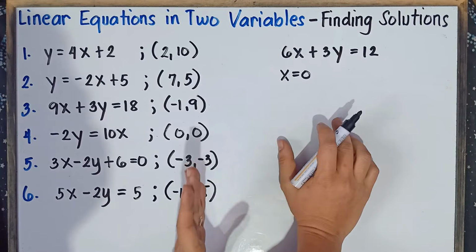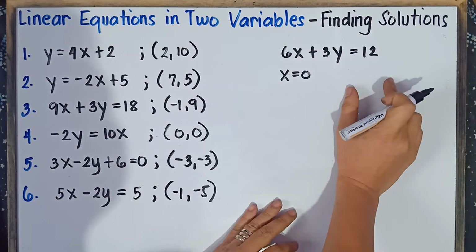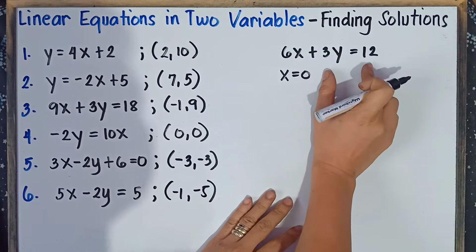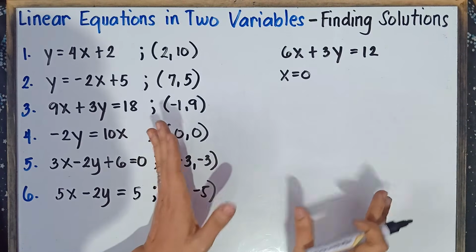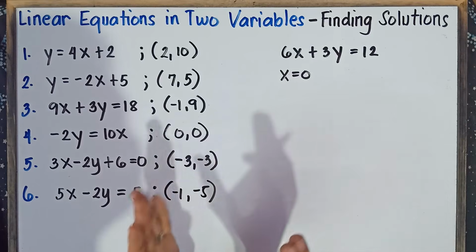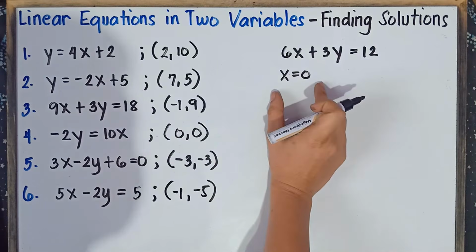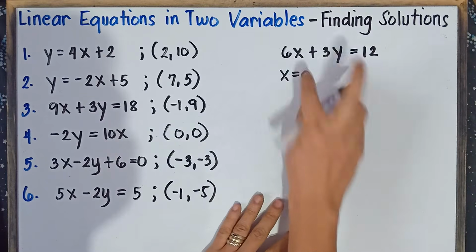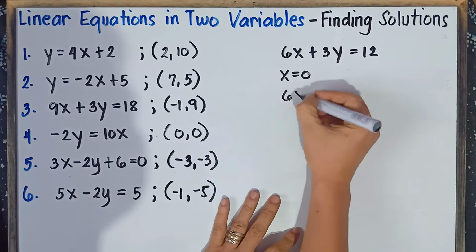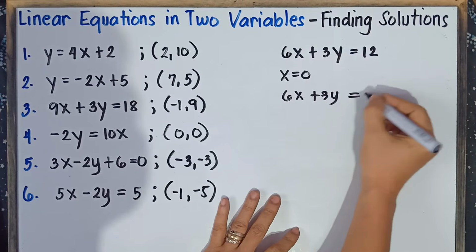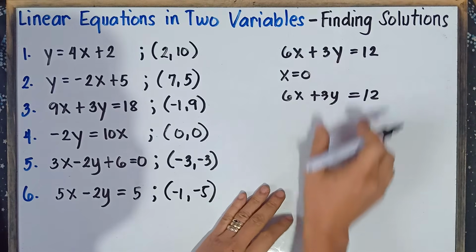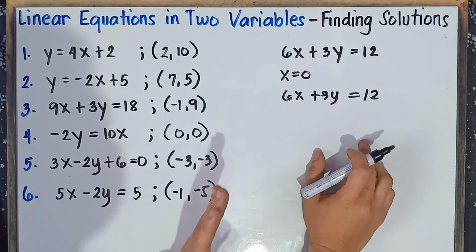Once again, class, we don't have a given ordered pair with which we can check if the ordered pair is a solution in this given equation. We don't have any value for the ordered pair, class. To find the ordered pair, you assume any value for x. Now, if x is equal to 0, let's find the value of y. So once again, let me just copy this one: 6x plus 3y equals 12. To find the ordered pair in this given equation, we assume any value for x.